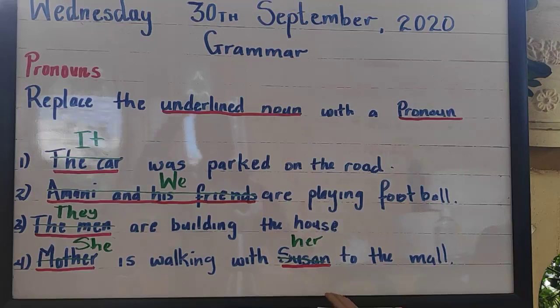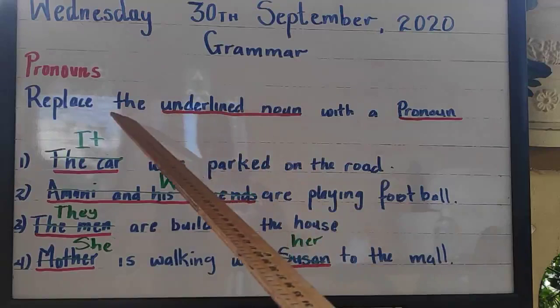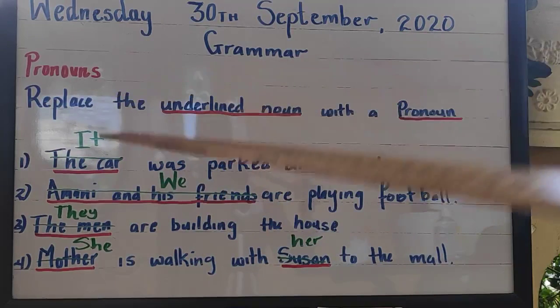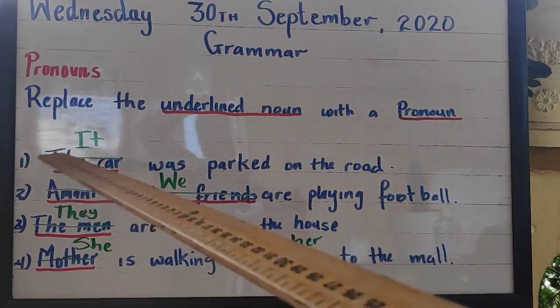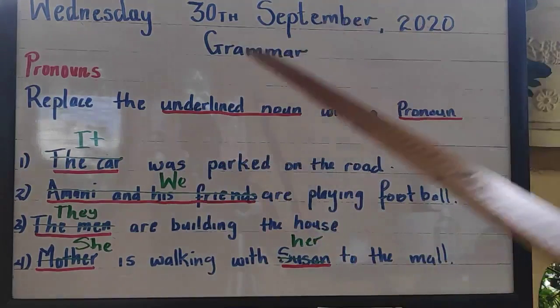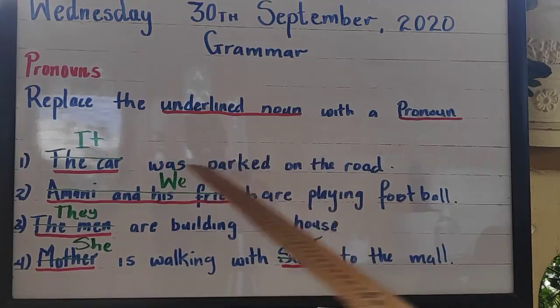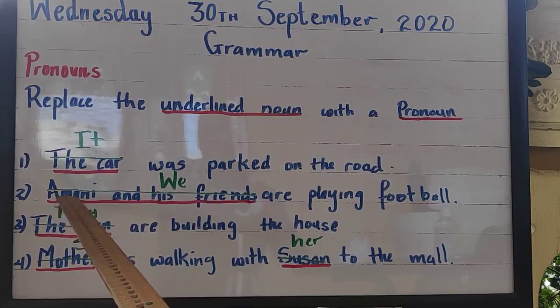Alright? I'm going to send you a worksheet. What I want you to do with this, I don't have the space to do it, so you're going to write two sentences. You write the first sentence, the car was parked on the road, and then write the next sentence below, it was parked on the road. Then you write, Amani and his friends are playing football. Then you write, we are playing football. In this one here, if you want, you could put your name instead of Amani. Alright?